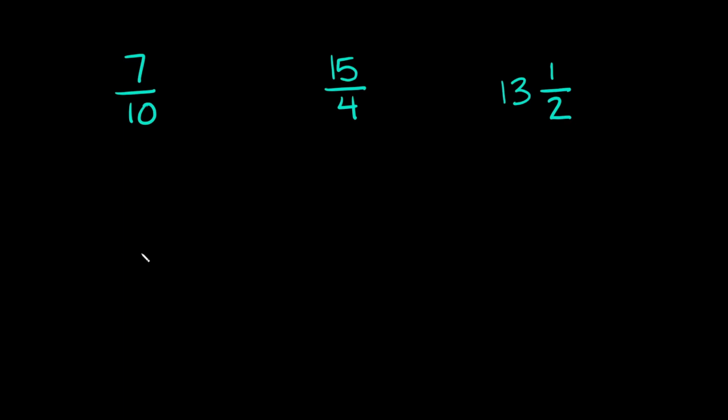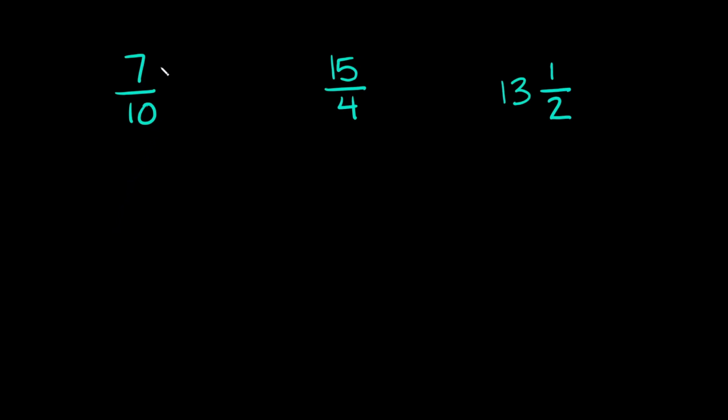So in this video, I'm going to teach you how to convert proper, improper, and mixed fractions into decimals. All right, it's not too bad. So let's start with this first example right here, 7 over 10. So this is a proper fraction, right? How do you turn this into a decimal?